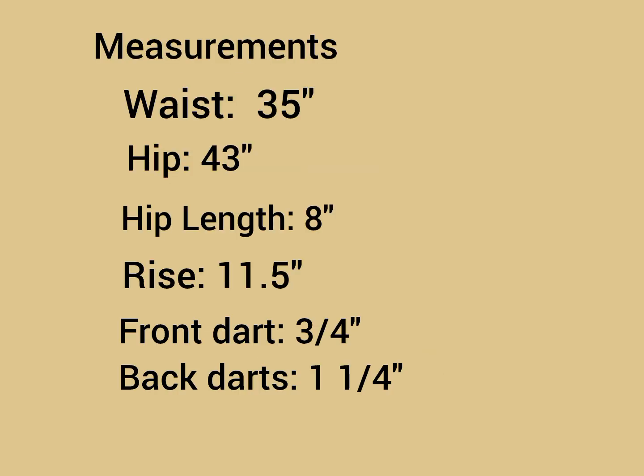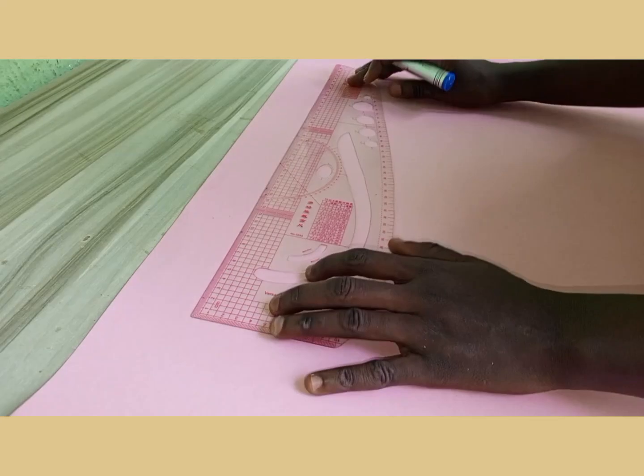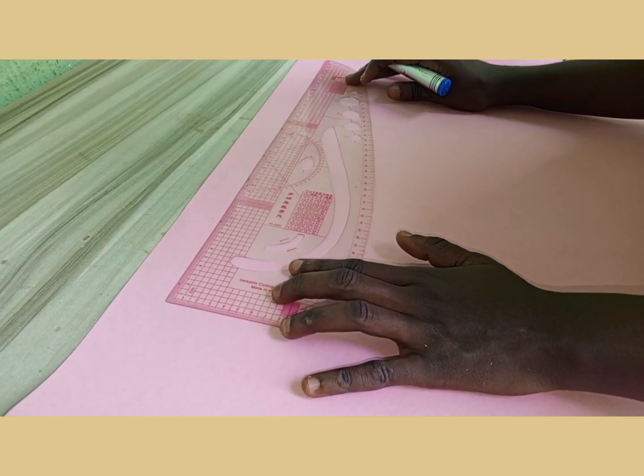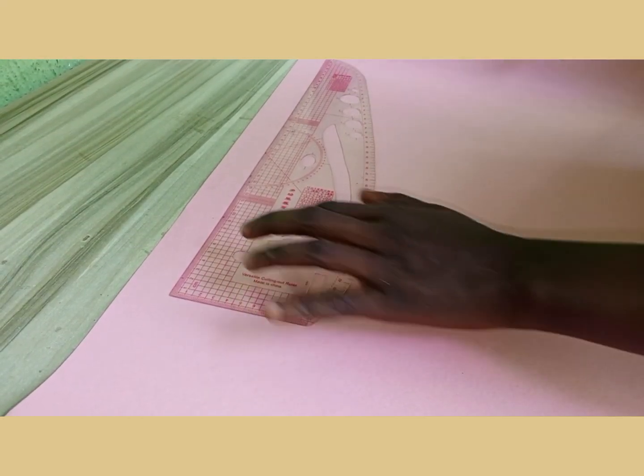So these are the measurements we use: waist 35, hip 43, hip length is 8, the rise is 11.5, front dart is 3/4, and back dart is 1/4. And I must say that the original hip of this person is 42, but I added 1 to make it 43 for his. So for this pattern we are using 1 inch on the hip for his, and I did not add his on the waist or any other part, just on the hip.